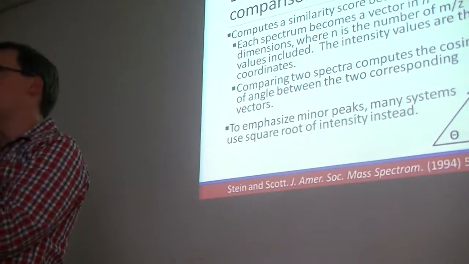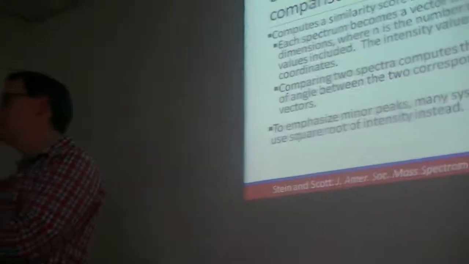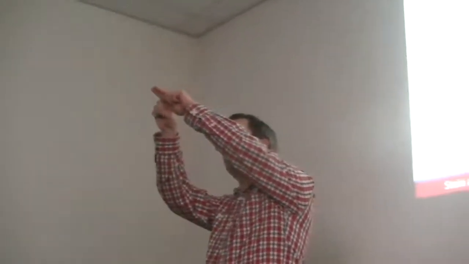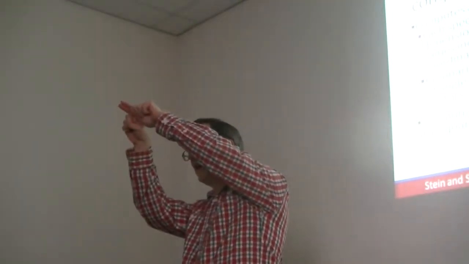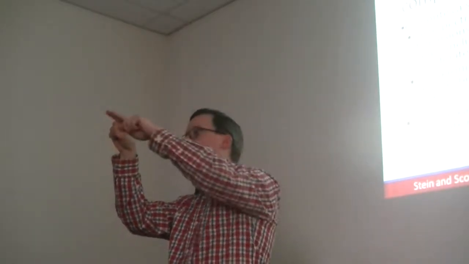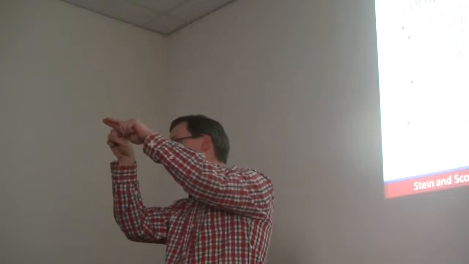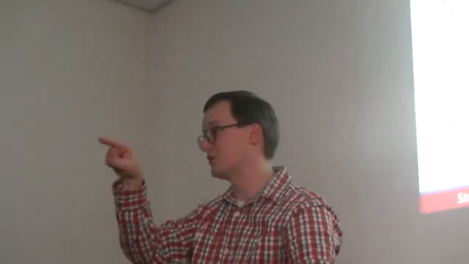So I would ask you to think of a spectrum as an address. If you have only 2 peaks in the mass spectrum, 2 m over z values and 2 intensities for it, you could imagine that we have an intensity for that first m over z value on the y-axis and the intensity for the second ion on the x-axis. So we can draw a vector from the origin 0, 0 to the location that represents the intensities for those 2 m over z values. We can think of this as a vector.